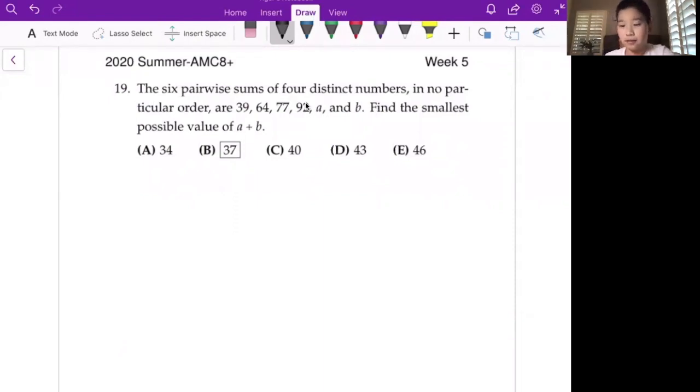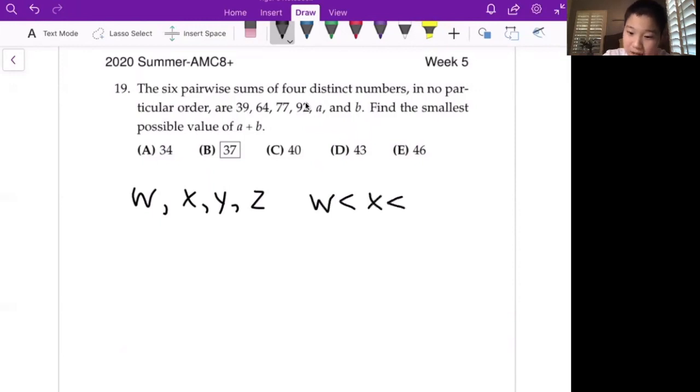Okay, so let's set some variables for the 4 numbers. Suppose they are W, X, Y, and Z. So then, what do we want? A and B, we want them to be the smallest. So how about this? Let's first order W, X, Y, and Z. So it doesn't really matter how we assign the variables. So let's make W less than X, which is less than Y, which is less than Z.